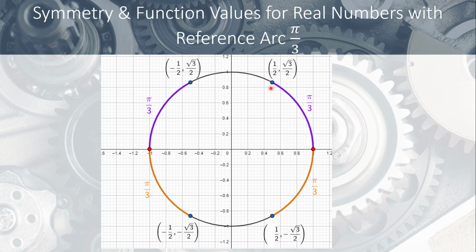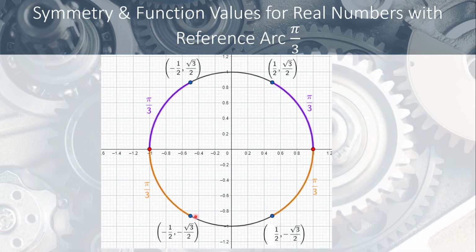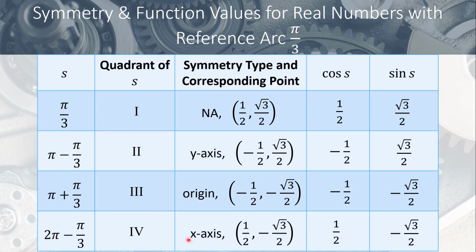So what we're doing is we're trying to find other values on this unit circle based upon this particular reference value. So the next value is going to be pi plus pi over 3. And that puts us right here. So here's pi over 3, here's pi plus pi over 3. Notice that those two points on the unit circle are symmetric about the origin. As a consequence, since this is (1/2, root 3 over 2), this is (negative 1/2, negative root 3 over 2). And we can see that cosine of pi plus pi over 3 is negative 1/2, and the sine is negative root 3 over 2.